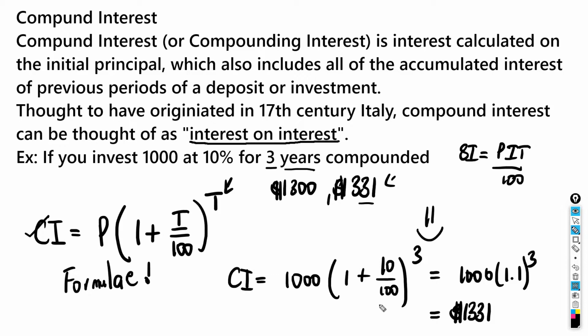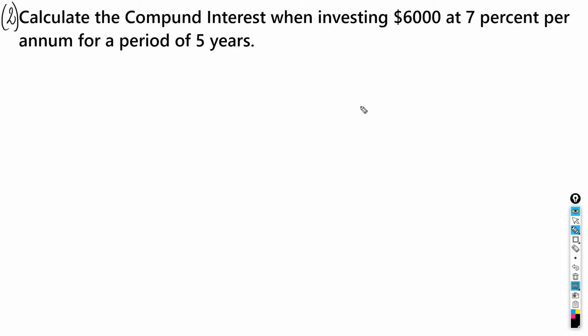All right, guys, let's look at an example. It says calculate the compound interest when investing $6,000 at 7% per annum for a period of 5 years. So it's 5 years at 7% per year, and the principal is 6,000. Let's just use a formula.